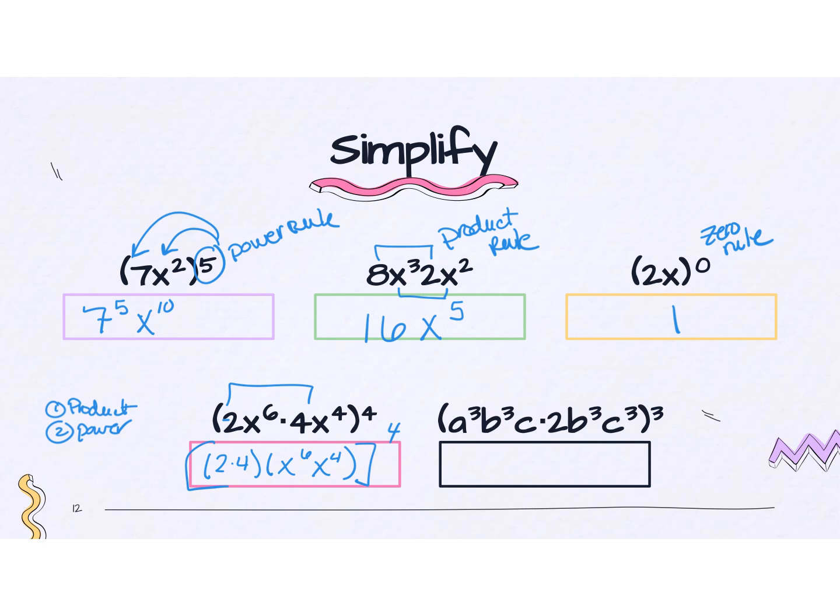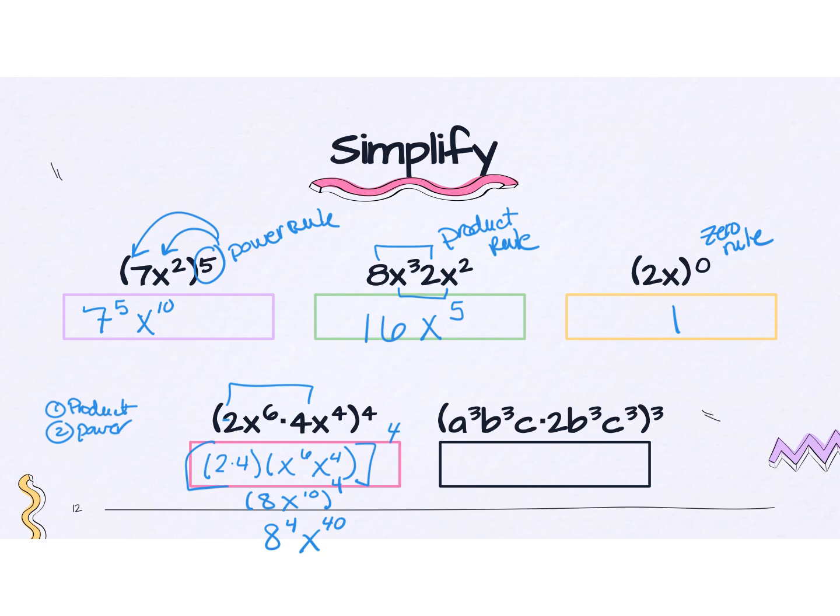So I'm going to simplify first. I'm going to end up with 8, and then x to the power of 10, and that's all to the power of 4. Now I'm going to apply the power rule. So I'm going to distribute. I'm going to have 8 to the power of 4 and x to the power of 40. All right, moving on. This is also a power rule and a product rule.